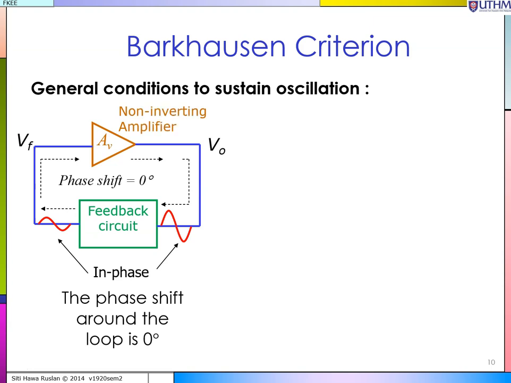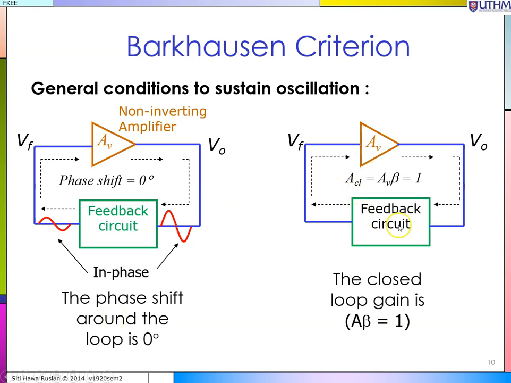This is an example of a non-inverting amplifier. So non-inverting, the phase shift will be 0 degrees. Your output over here will be in phase. There is no phase shift around the loop, and A multiplied with beta over here must equal 1. These two conditions must be met before the circuit can be an oscillator.